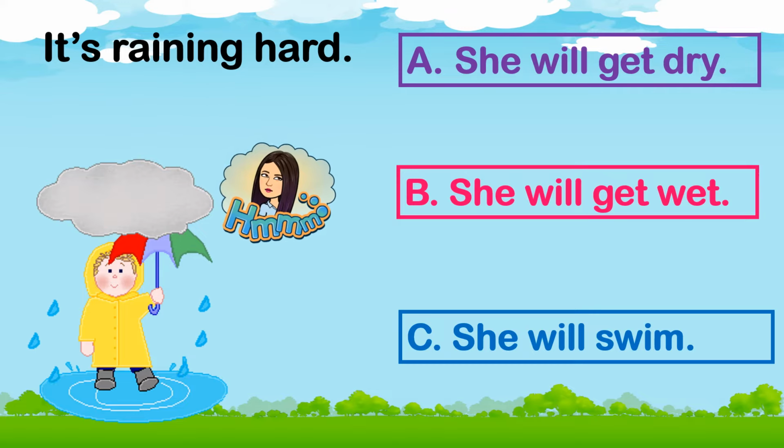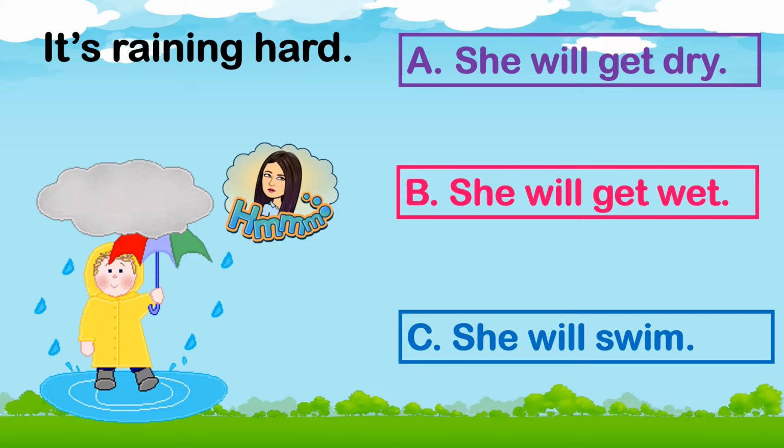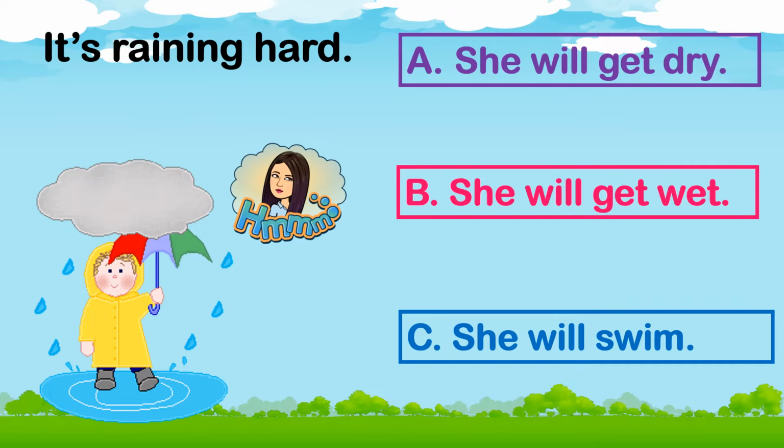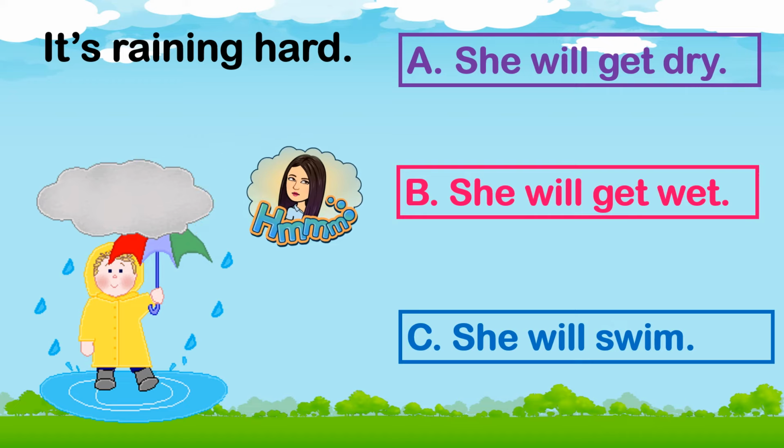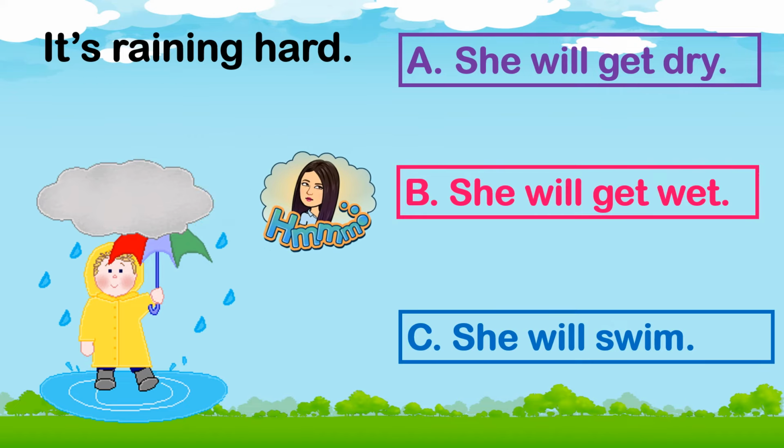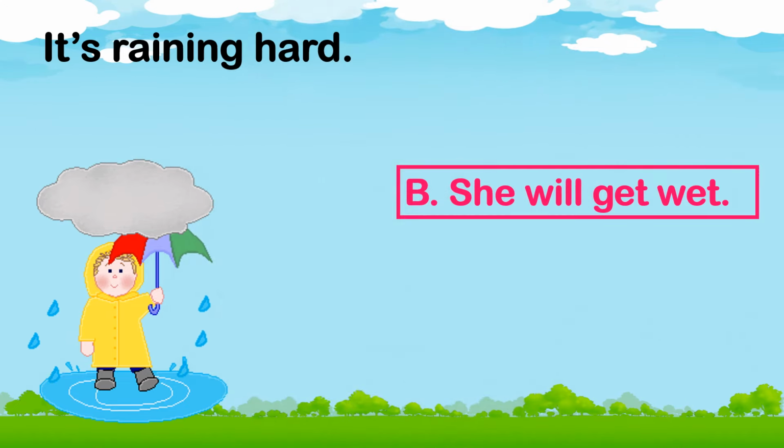It's raining hard. A. She will get dry. B. She will get wet. C. She will swim. If it is raining hard, of course, she will get wet. And that's letter B.